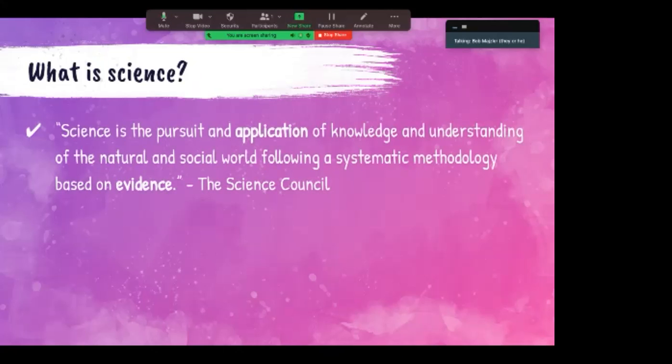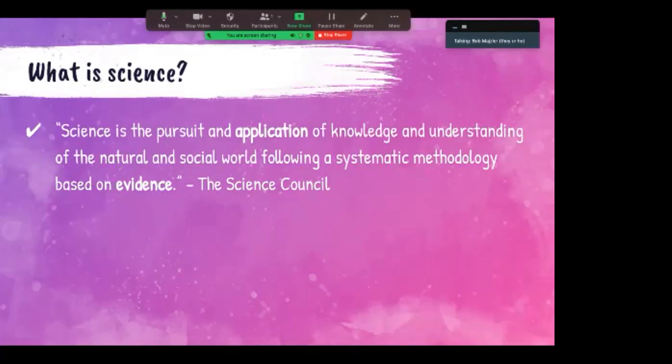The Science Council defines science as the pursuit and application of knowledge and understanding of the natural and social world following a systematic methodology based on evidence. This definition is probably more broad than you might have defined it for yourself, or how it gets defined in the mainstream. What I find interesting here is the second part of it, a systematic methodology based on evidence. So it's an observation of the world and a pursuit of knowledge, and then an application of that knowledge based on systematic methodology, based on evidence.